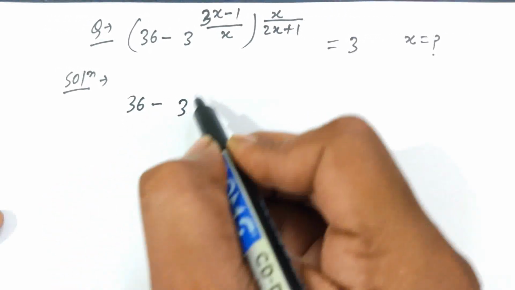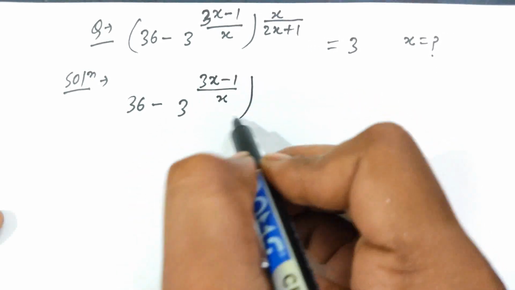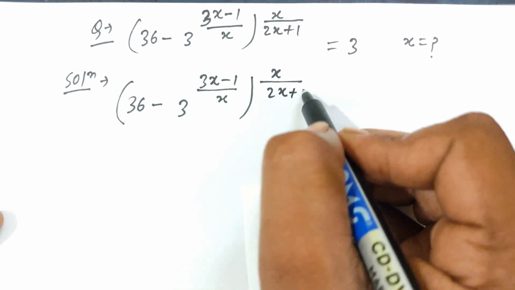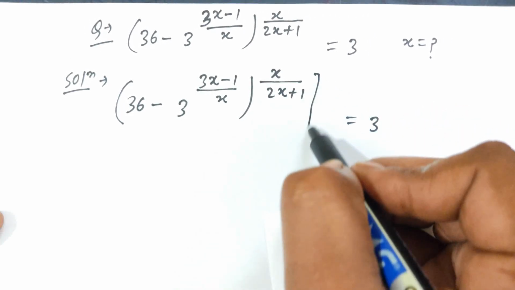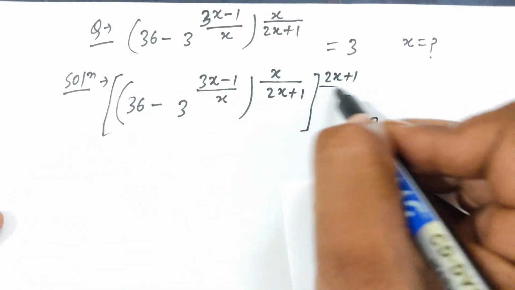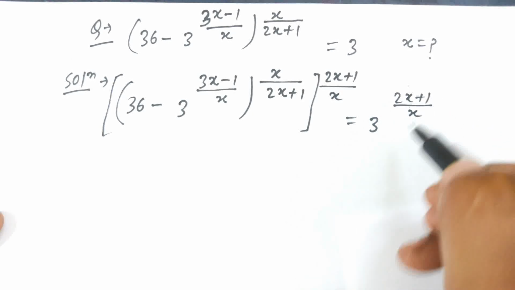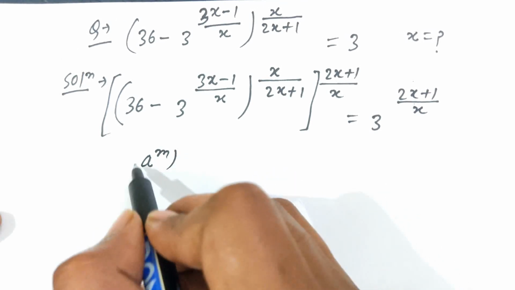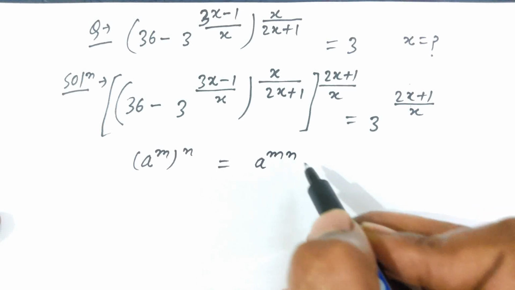Here 36 minus 3 power 3 times x minus 1 divided by x, bracket end, power x divided by 2 times x plus 1, and this is equals to 3. Now if we take power both sides 2 times x plus 1 divided by x, then in left hand side we will apply this rule, that is a power m bracket power n, this is equals to a power m times n.